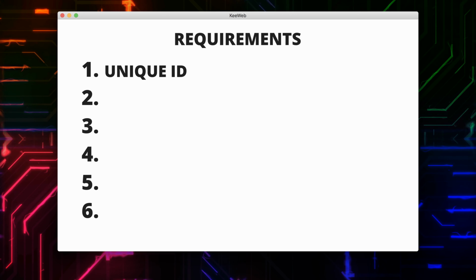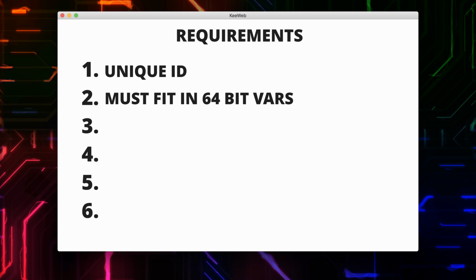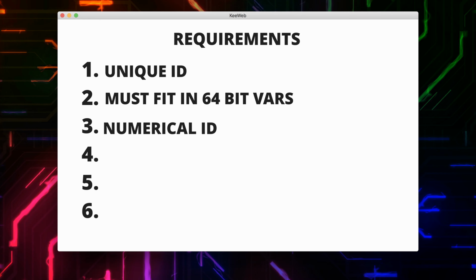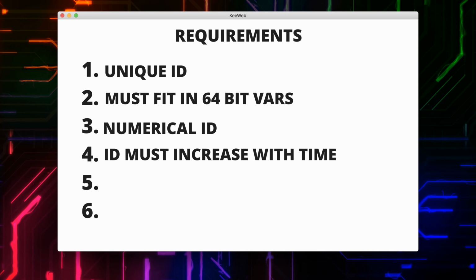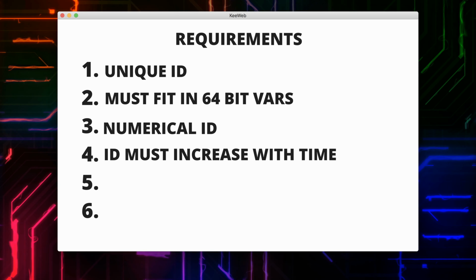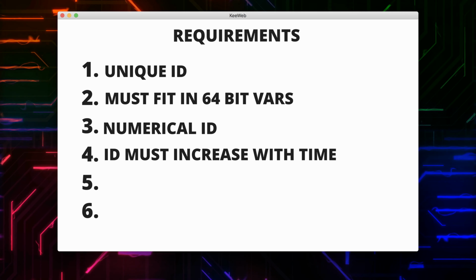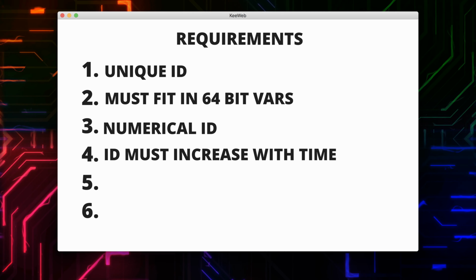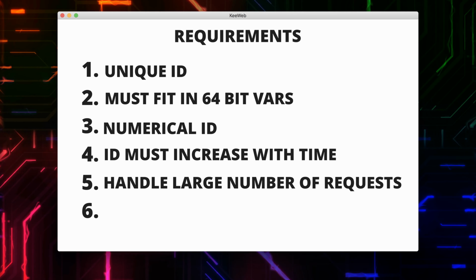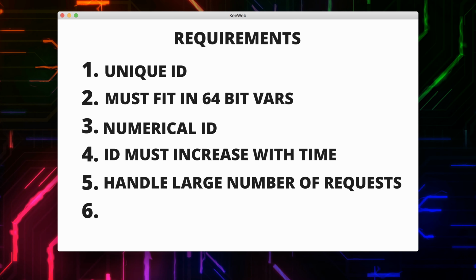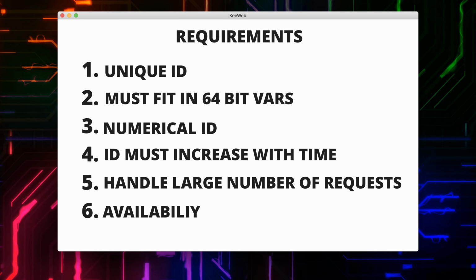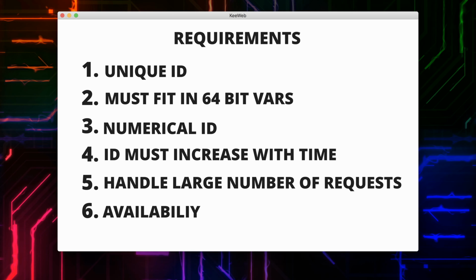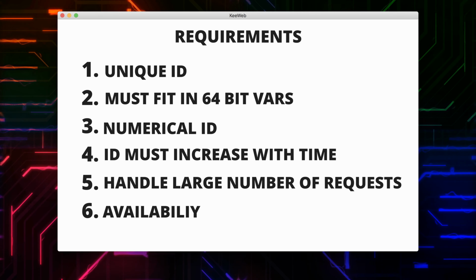IDs must be unique. IDs must fit into a 64-bit variable. IDs must be numerical. IDs should increase by time. A unique ID created at 10 p.m. should be bigger than the one created at 11 a.m. The system should handle a large number of requests and scale horizontally. And finally, the system should continue working even if some of the components fail.